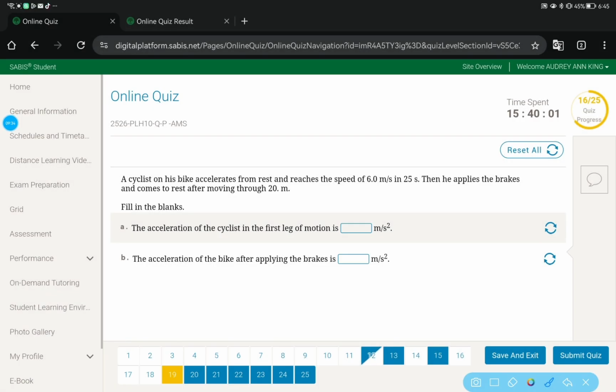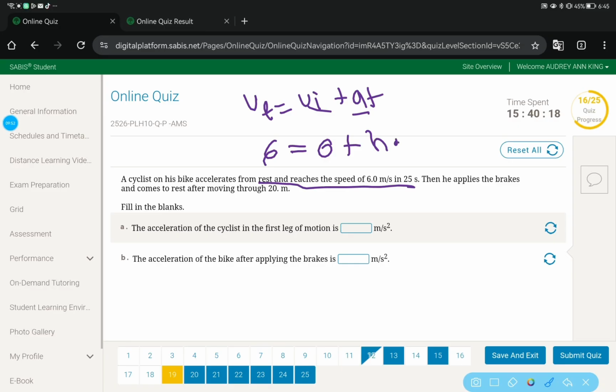Okay, so we need to use a formula without displacement. So we can use velocity final equals velocity initial plus acceleration times time. So our final velocity we said is 6. Our initial velocity we said is 0, especially in the first leg. Plus, I'm going to call it a, times 25 for the time. So you take 25 to the other side, and then you do 6 divided by 25 and you get 0.24.